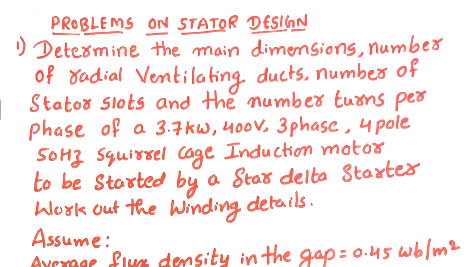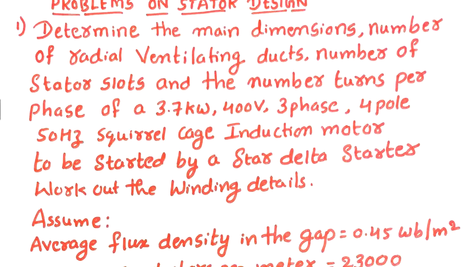So the first question is: determine the main dimensions, number of radial ventilating ducts, number of stator slots, and the number of turns per phase of a 3.7 kilowatt, 400 volt, 3 phase, 4 pole squirrel cage induction motor to be started by a star delta starter. Work out the winding details.